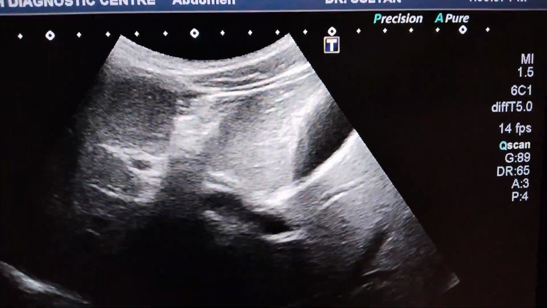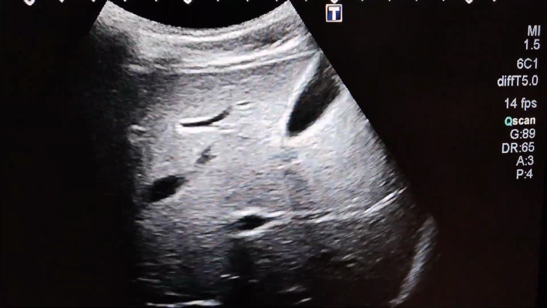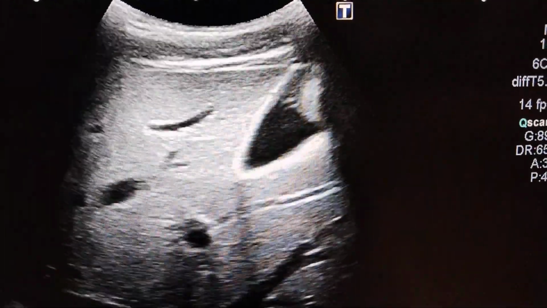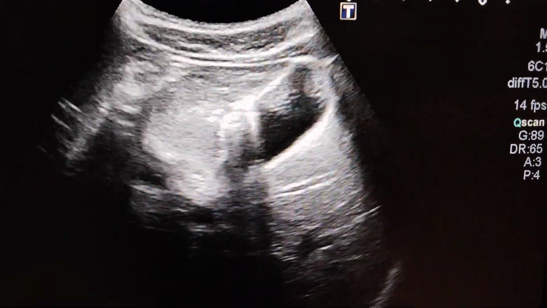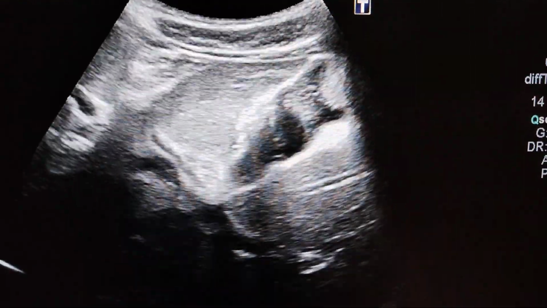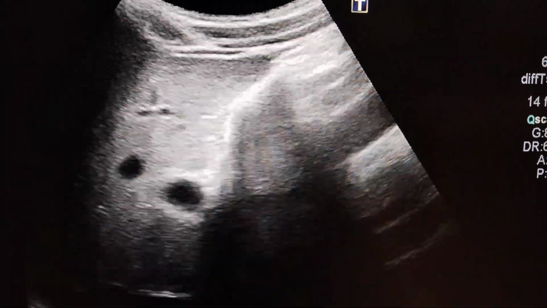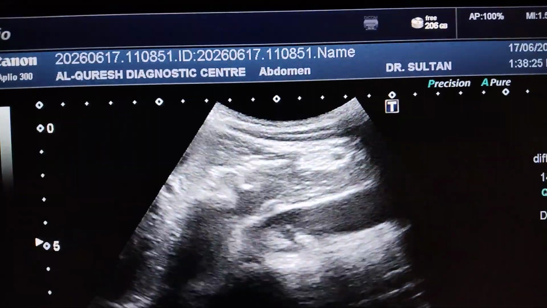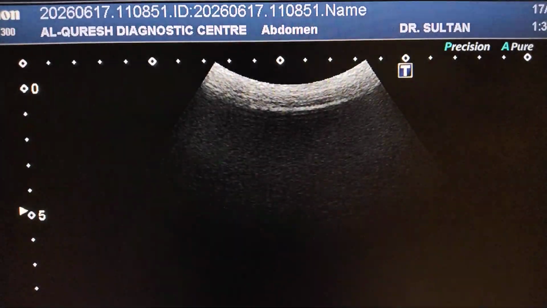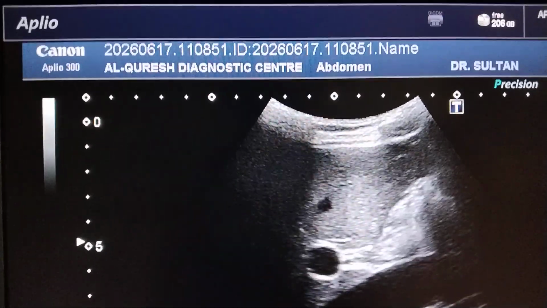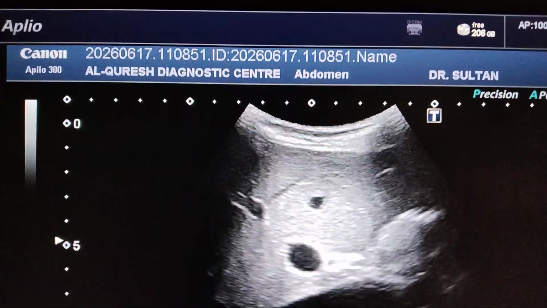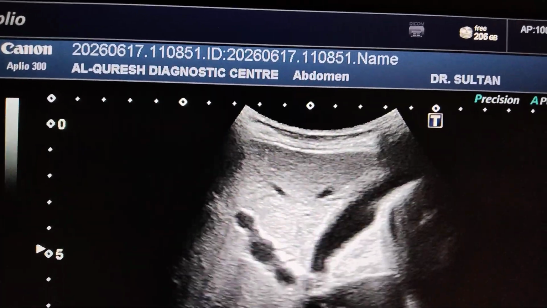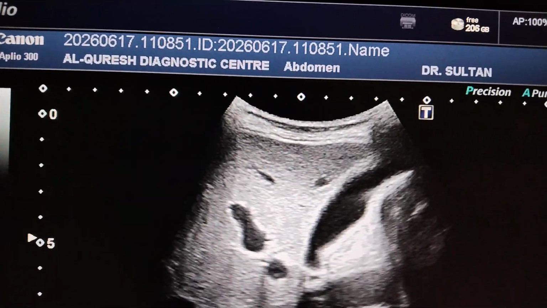So this was all about the normal anatomy of the gallbladder. The function of the gallbladder is only to store the bile, concentrate it while absorbing the water, and also it contracts after the food intake.